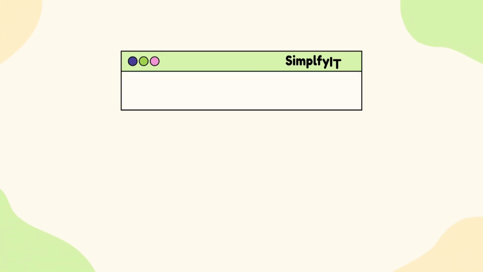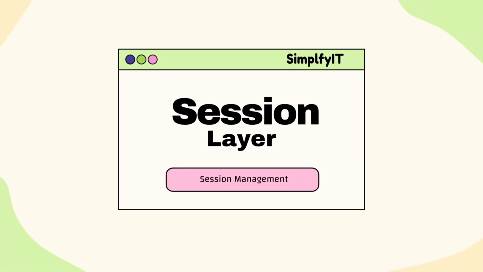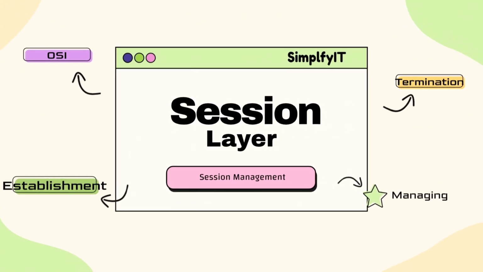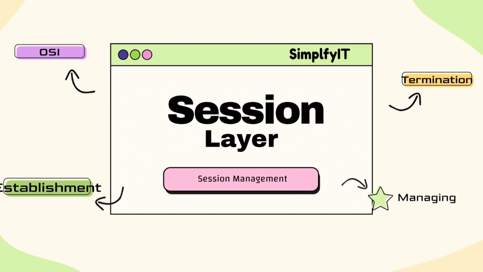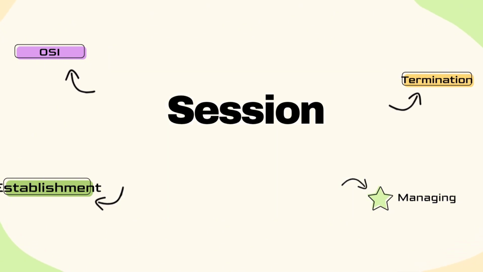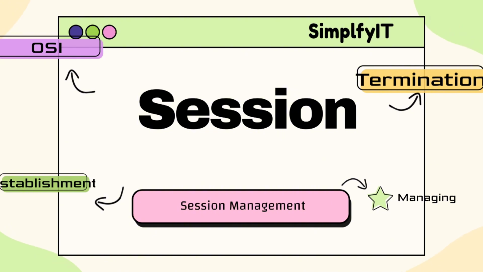The session layer is the fifth layer in the OSI model. It is responsible for establishing, managing, and terminating sessions between applications. This layer ensures that communication sessions are maintained and synchronized, providing a structured means for data exchange.